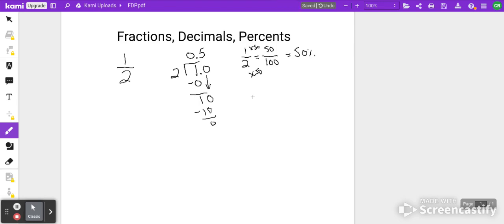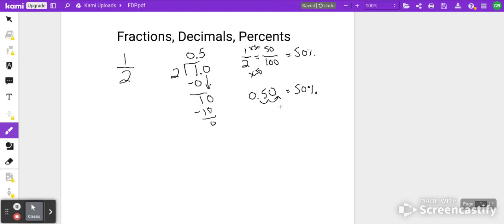Another way that you could do this is take your decimal, 0.5, and multiply it by 100. When you multiply something by 100, what you're doing is moving the decimal to the right 2 times. So you could put a 0 in here, and that would be 50%.